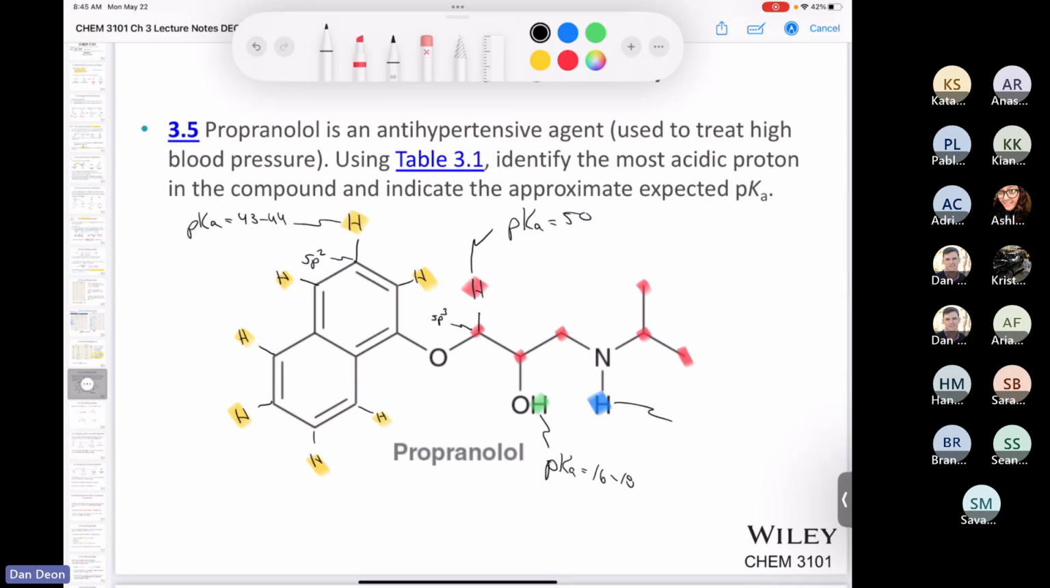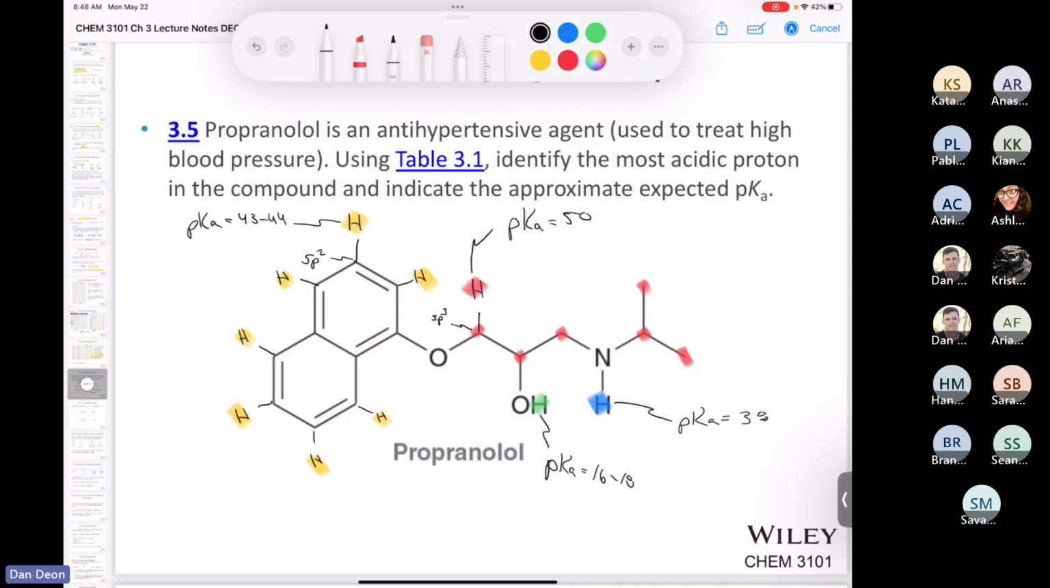And the last one, when you had a hydrogen attached to a nitrogen on ammonia or an amine, does anybody have that pKa at their disposal? What was it? Around what? 38. Thanks, Hannah. So you have a pKa which is equal to 38.